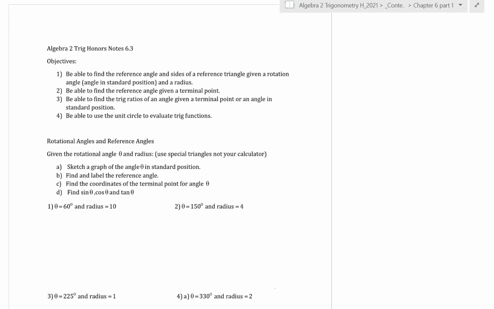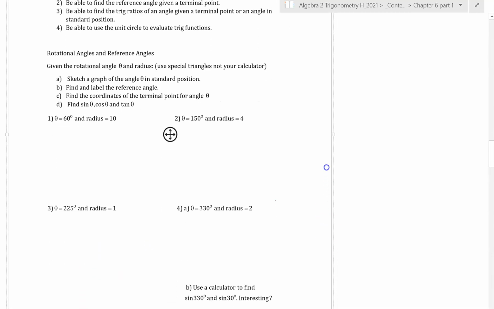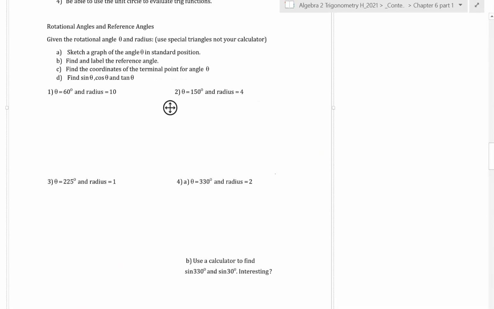Okay, welcome back. So we're going to continue talking about rotational angles and reference angles. This time we're going to be given the rotational angle and radius, and we are not going to use a calculator. We're going to use special triangles to sketch a graph of the angle theta in standard position, find and label the reference angle, find the coordinates of the terminal point, and find the sine of theta, the cosine of theta, and the tangent of theta. So let's go ahead and start with that first problem.